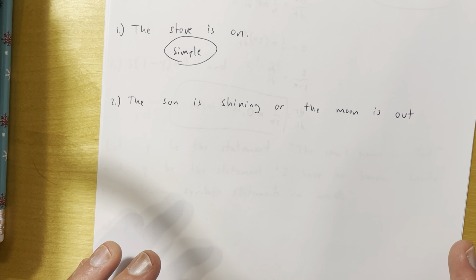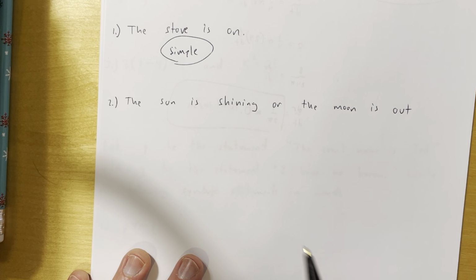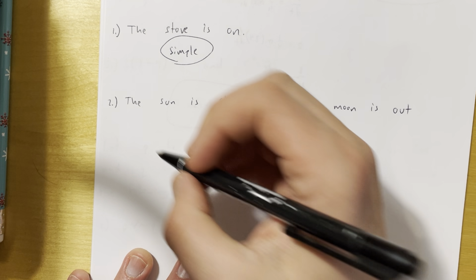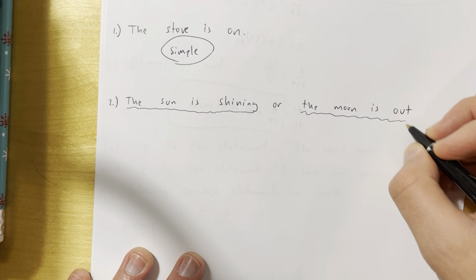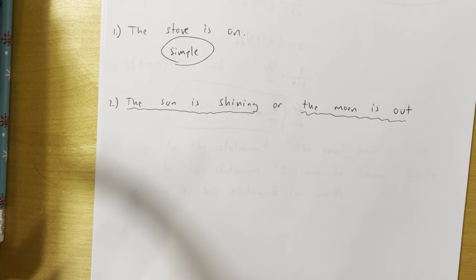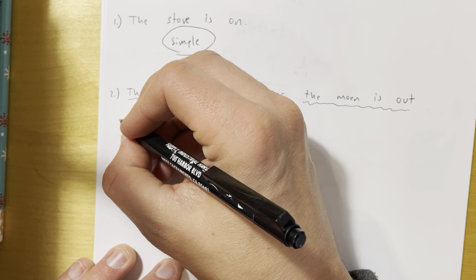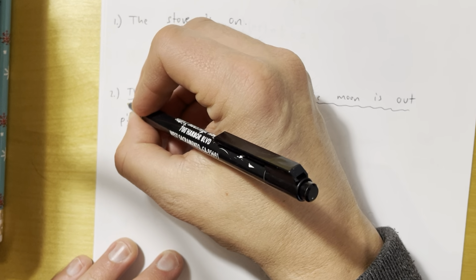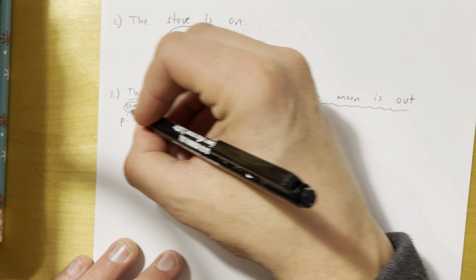Number two says the sun is shining or the moon is out. So this one is a compound statement because the word or is the logical connective that's being used, and it's joining these two component statements: the sun is shining, the moon is out. Each of these is a component statement coming together to make this compound statement. The instructions wanted me to identify the component statements with P and Q. Let me first say that this is compound. Okay, it's a compound statement.